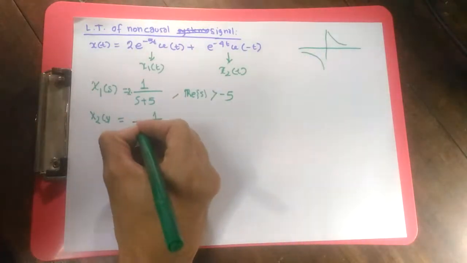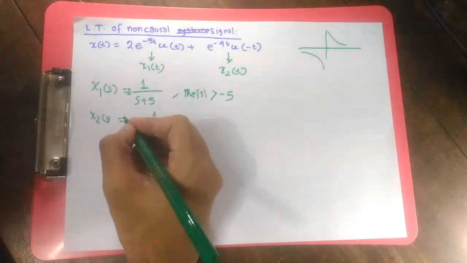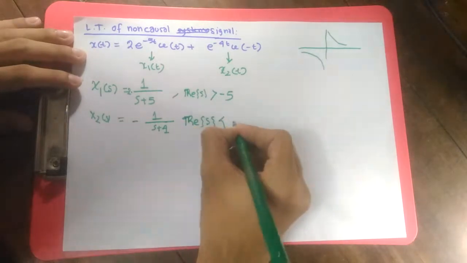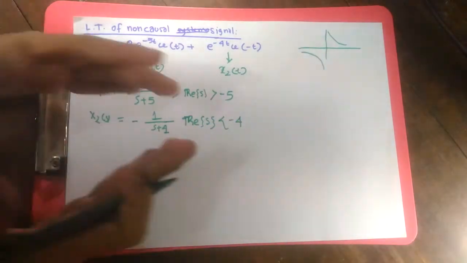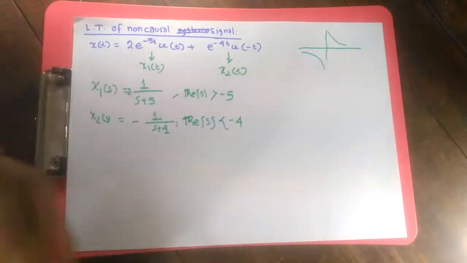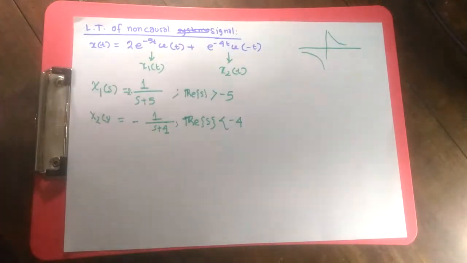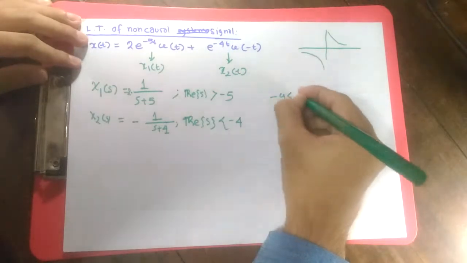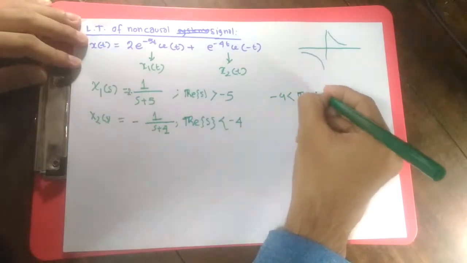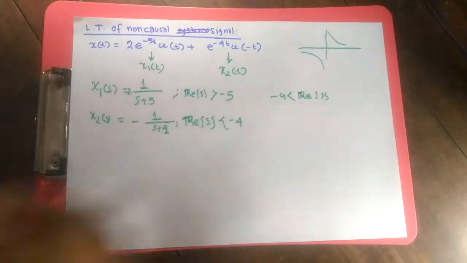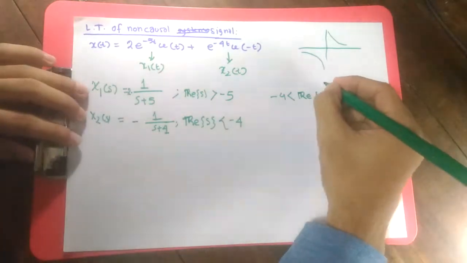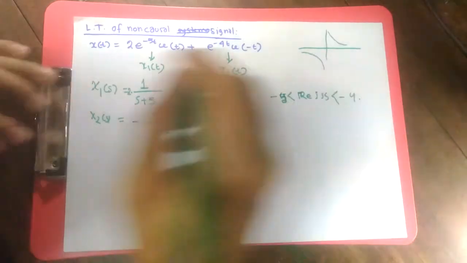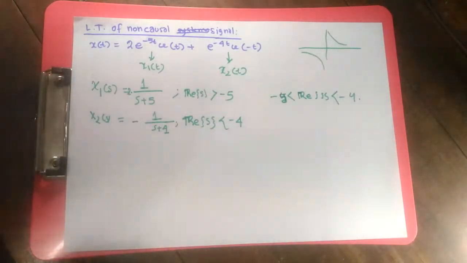So it's going to be minus 1 by s plus 4, and our region of convergence is going to be real part of s is less than minus 4. If we try to combine the two ROCs, then we will get the ultimate ROC of our non-causal signal. So our ultimate ROC is: real part of s is greater than minus 5 and less than minus 4.